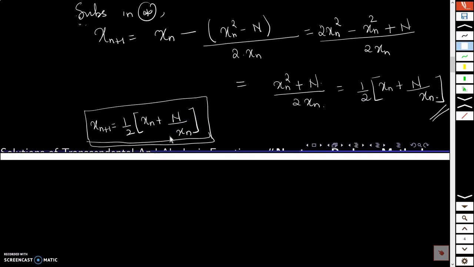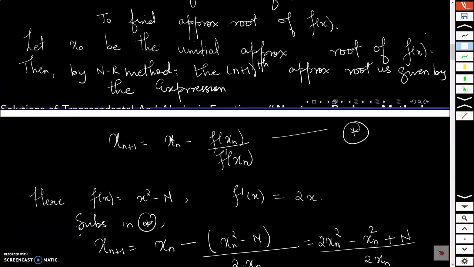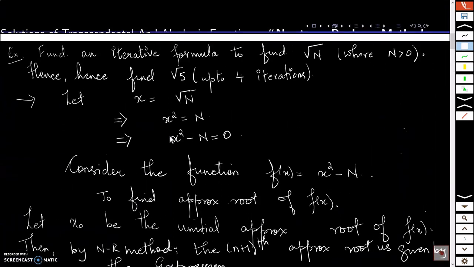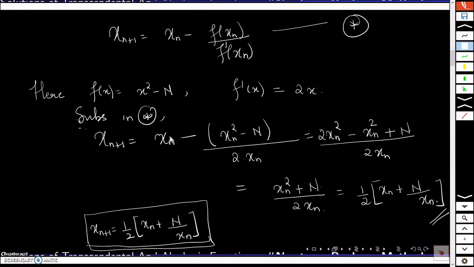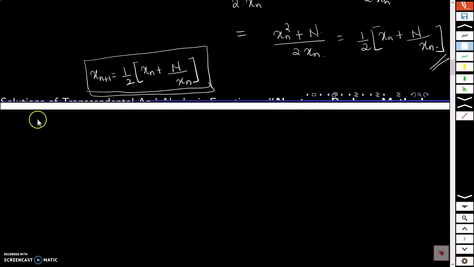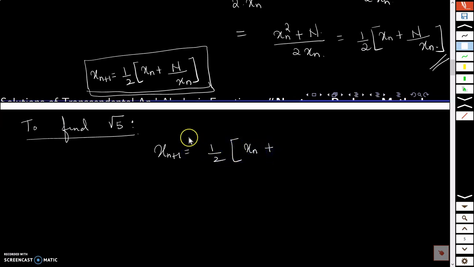Okay, then the question says, hence find approximate root of 5. That's capital N equal to 5. So to find root 5, you just have to replace capital N by 5 there. So what will be the iterative formula? xn plus 1 will be equal to half xn plus capital N is 5, so 5 by xn.